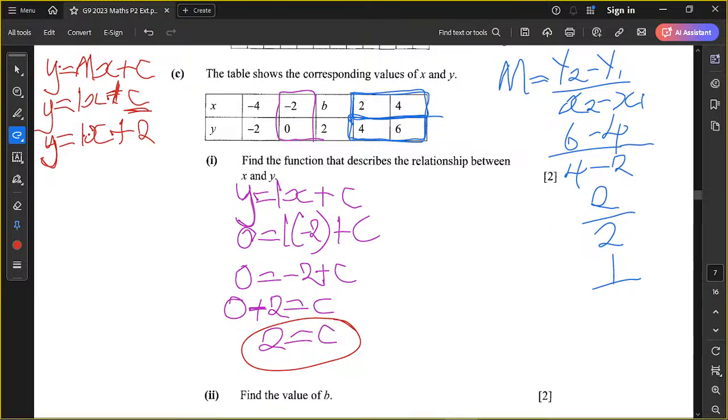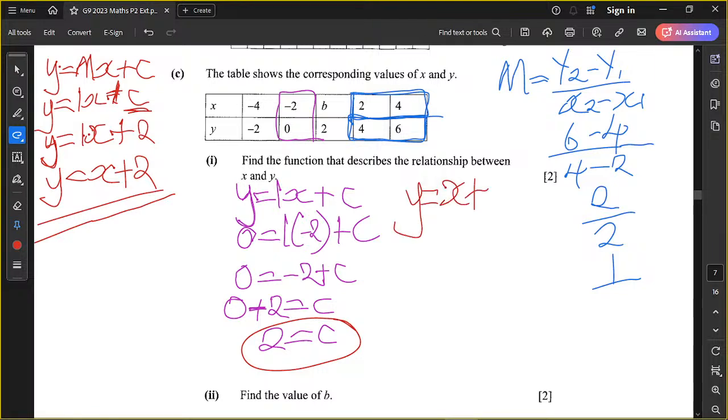Now there we have come up with a function. We are not yet done. We simplify the function. 1x is just the same as x. So you can say y is equal to x plus 2, and that is the function. We can even write it here as an answer: y is equal to x plus 2. Okay, that is the answer.